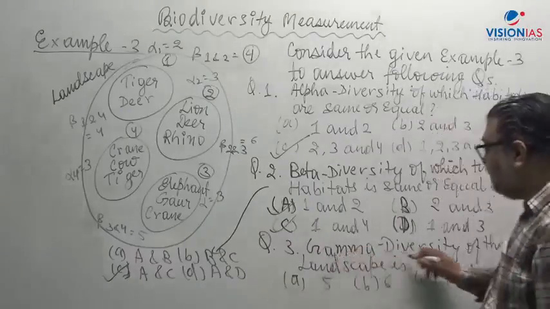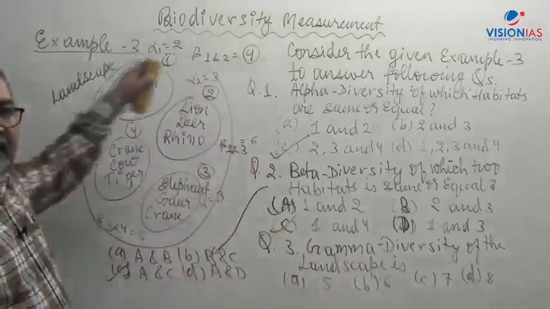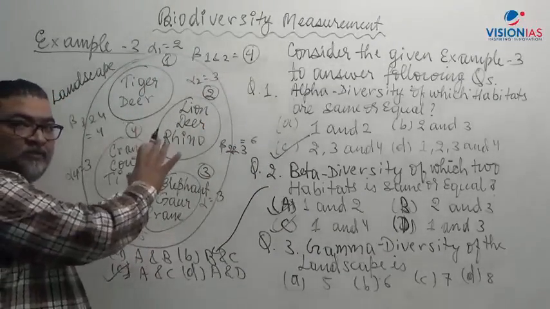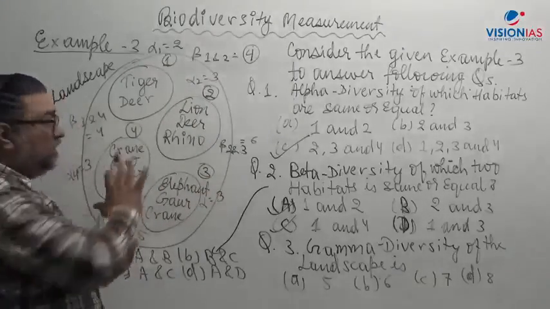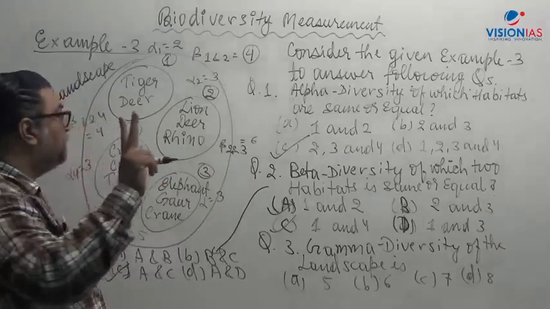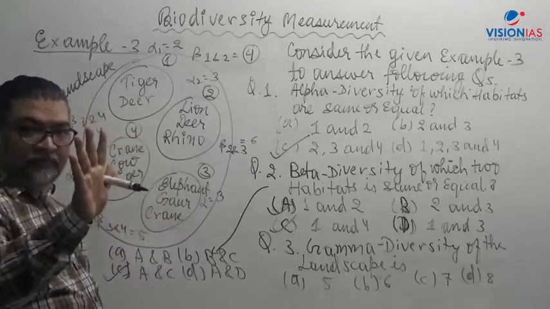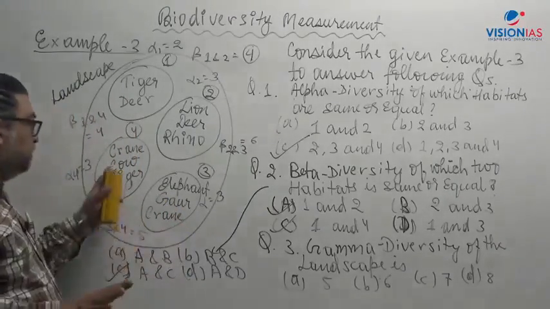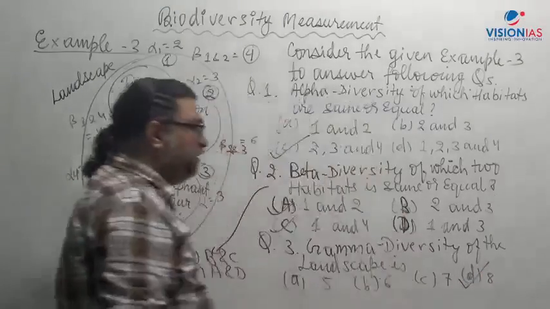Now coming to gamma diversity. Gamma diversity of the entire landscape. If you take the entire landscape, how many different types of species do you find? In this entire landscape, tiger 1, deer 2, lion 3, rhino 4, elephant 5, gaur 6, crane 7, cow 8. So the answer will be 8, D.